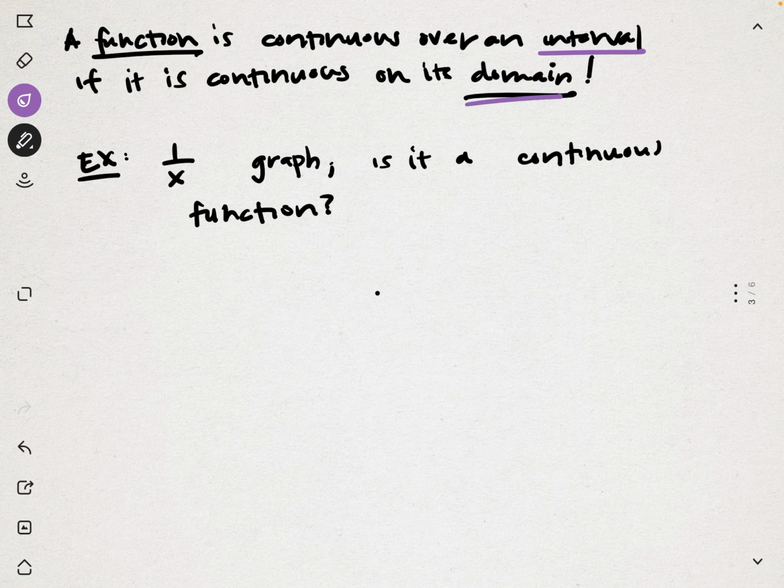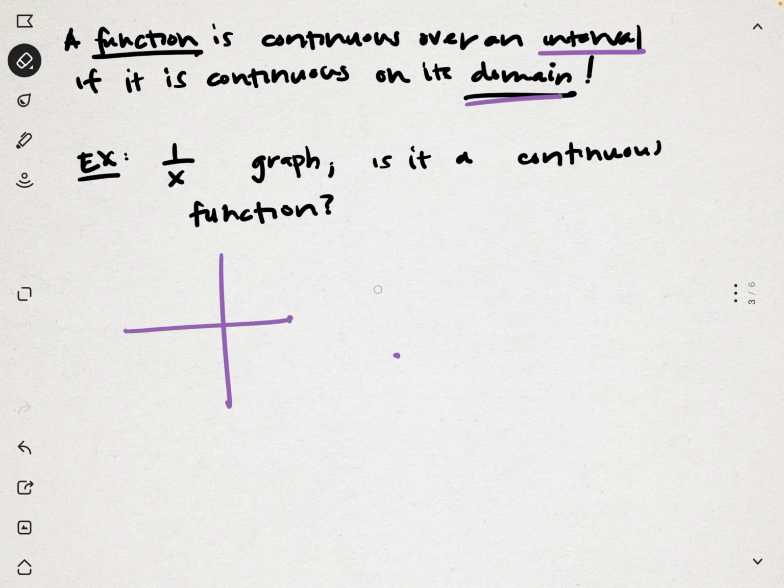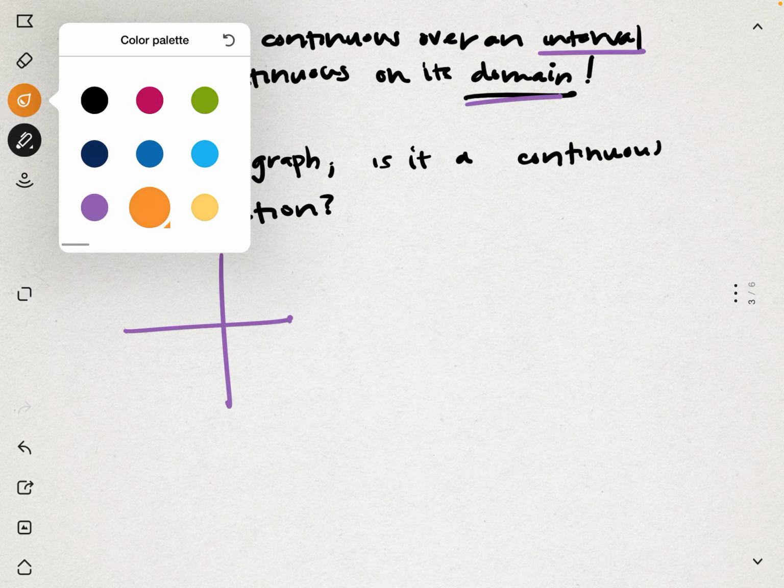So let's just look at 1 over x. If I graphed 1 over x, and you can do it on your graphing calculators or Desmos, what's going to happen is we're going to have a graph that looks like this.